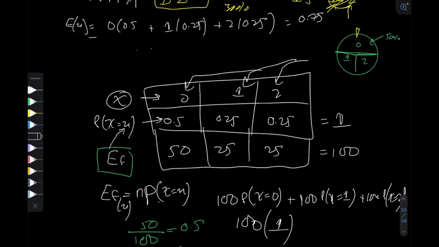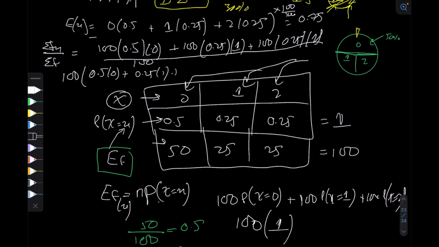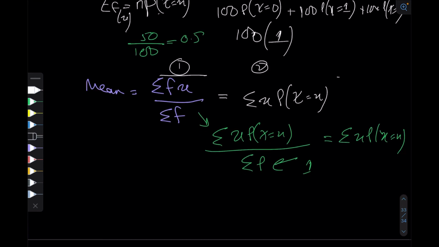Let me erase all of this. And if you were looking at the frequency formula, what you would really be doing is multiplying by 100 over 100, right? So if you did sum of fx over sum of f, you would have 100 times 0.5, which gives you 50, times 0, plus 100 times 0.25 times 1, plus 100 times 0.25 times 2, all divided by 100. Now if I take the 100 common, you get the same thing: 0.5 times 0 plus 0.25 times 1 plus 0.25 times 2, over 100, and this basically cancels out. And so you're left with the same formula, that the mean is sigma x times p of x, x multiplied by the probability of that happening.